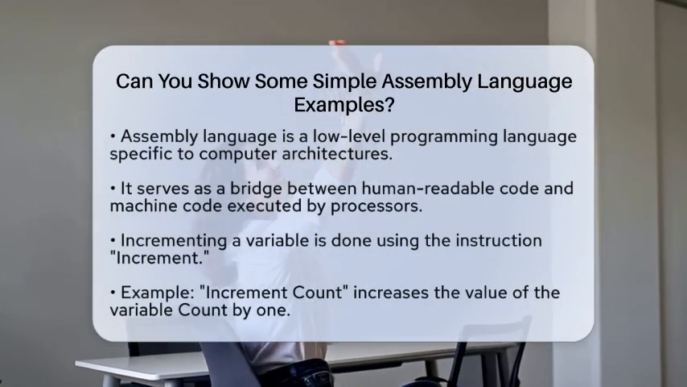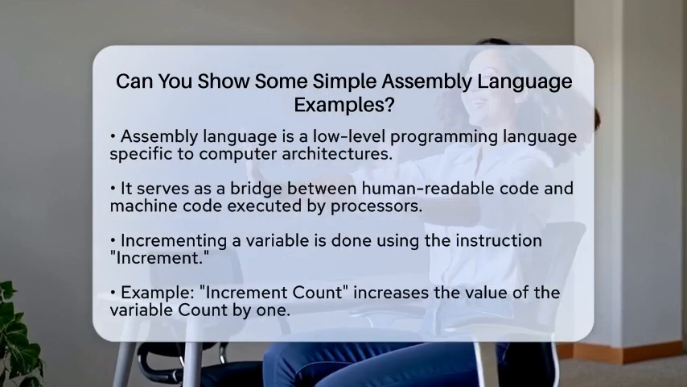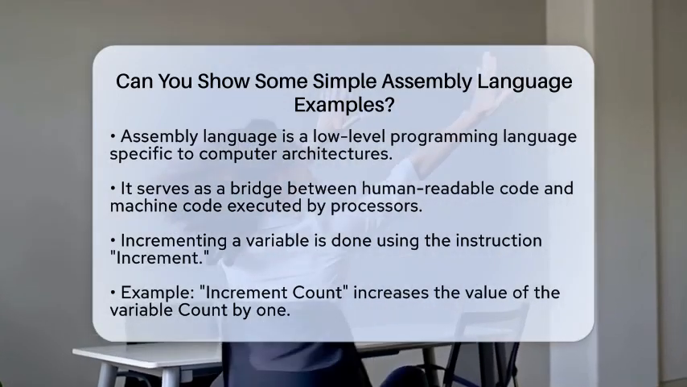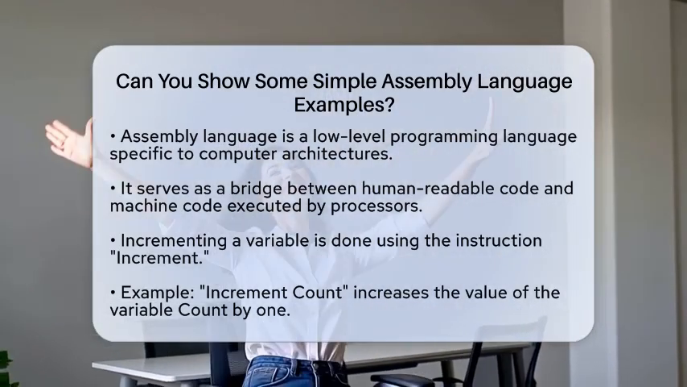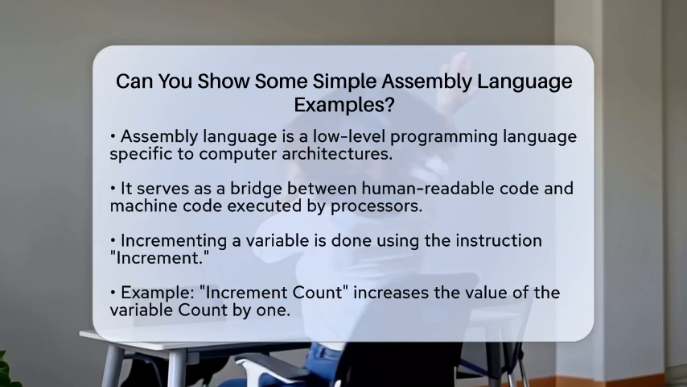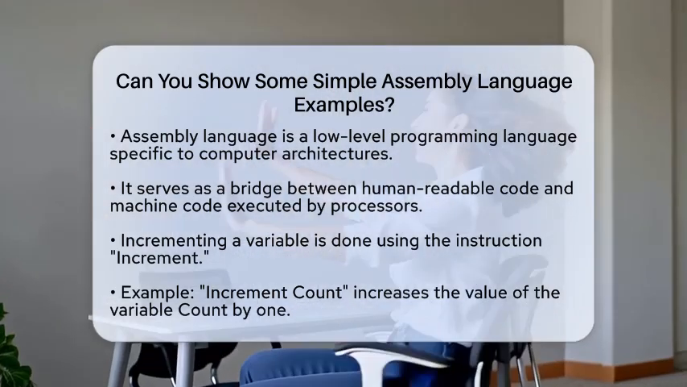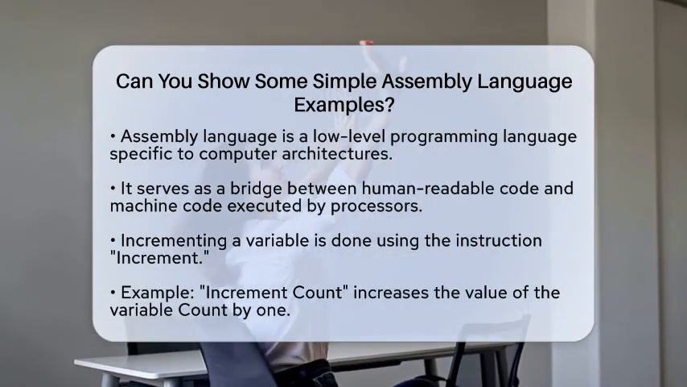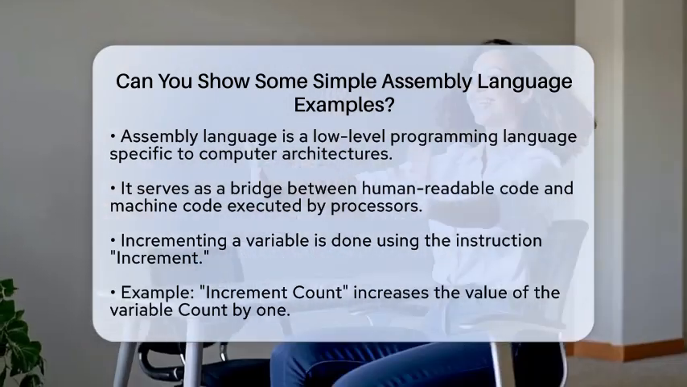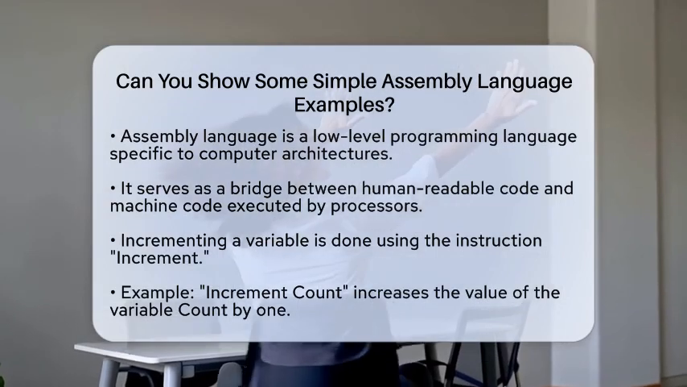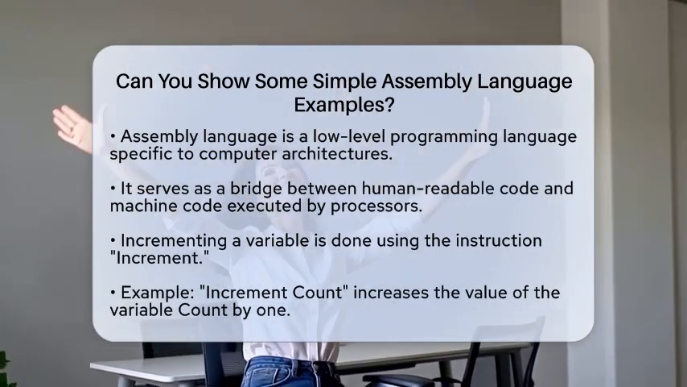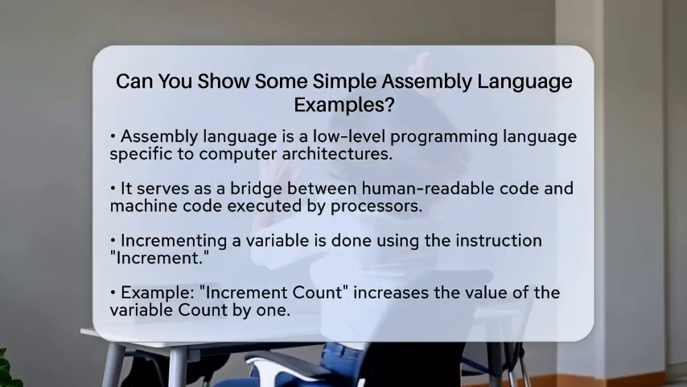Have you ever wondered how computers understand the instructions we give them? Assembly language is a key player in this process. It is a low-level programming language tailored to specific computer architectures. This means that each type of computer has its own assembly language. It acts as a bridge between human-readable code and machine code, which is what the computer's processor actually executes.